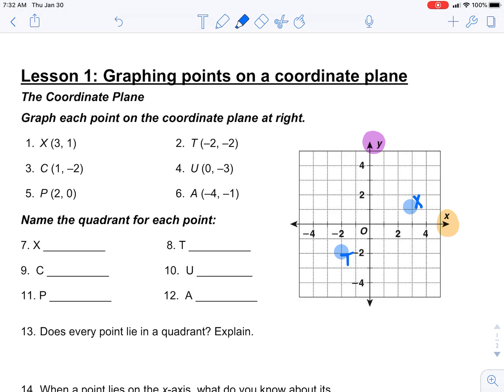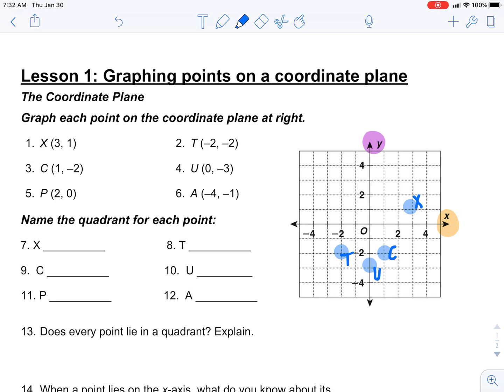T. Point number 3, we have 1 to the right, 2 spaces down for -2, and we're going to call that point C. Point number 4, because point number 4, letter U, has a 0 in it, that means we don't move left or right. We simply go from the origin and we count 3 spaces down to -3 and call that point U.